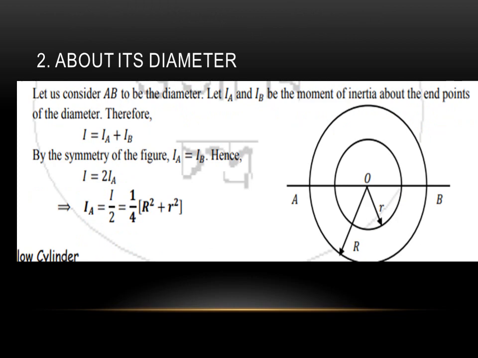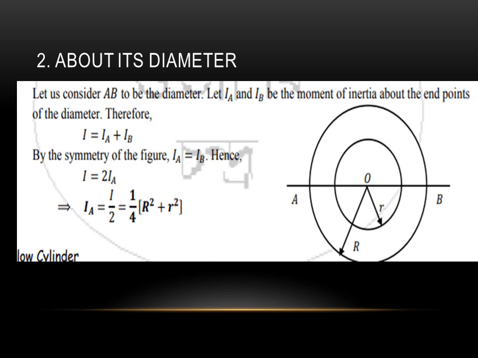So consider two mutually perpendicular axes. Let IA and IB be the moment of inertia about two mutually perpendicular axes. Because of the symmetry, you can say that IA is equal to IB. By the perpendicular axis theorem, the moment of inertia about an axis perpendicular to the plane is equal to the sum of the moments of inertia about the other two axes. So I is equal to IA plus IB.